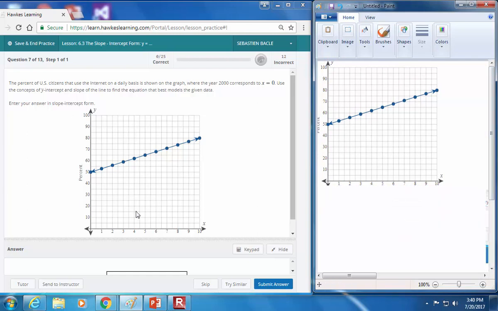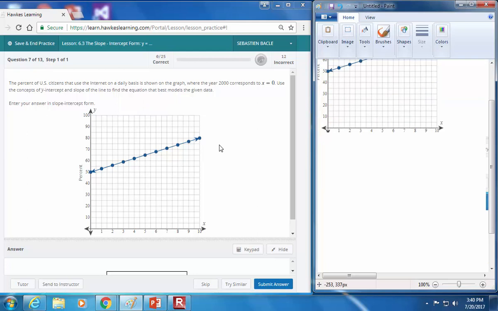This is supposed to represent the percent of U.S. citizens that use internet on a daily basis. And then this is supposed to start from the year 2000 and go to the year 2010. And they're asking you to find an equation or write an equation that models the data.